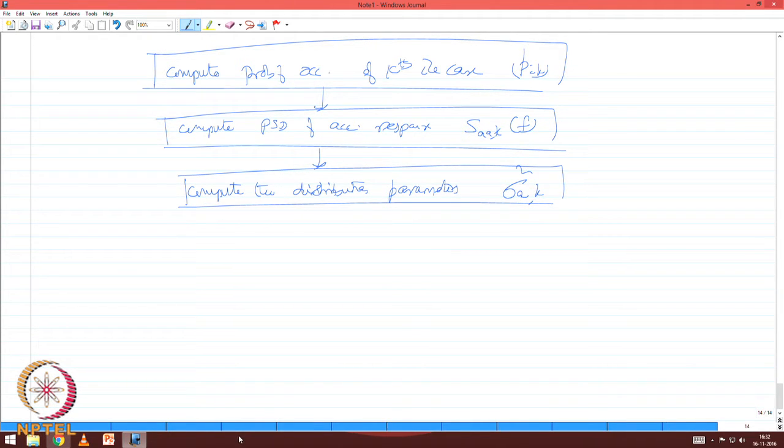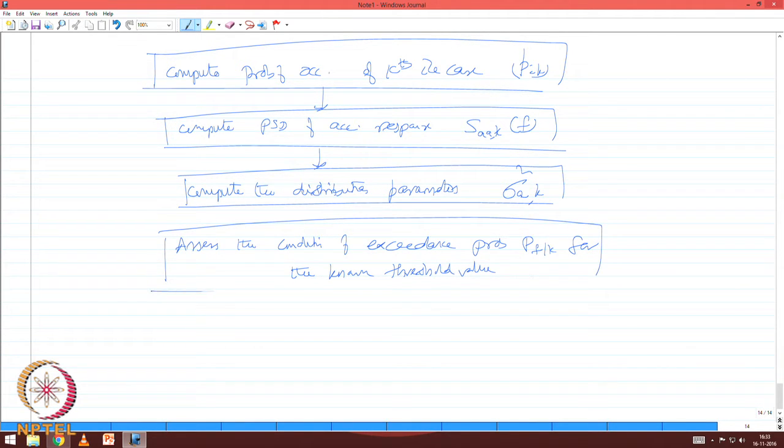Once you compute this, then assess the condition of exceedance probability, P f given k, for the known threshold value, because in the whole exercise we have already fixed the threshold value. This will lead to assessment of the failure probability P f of k.